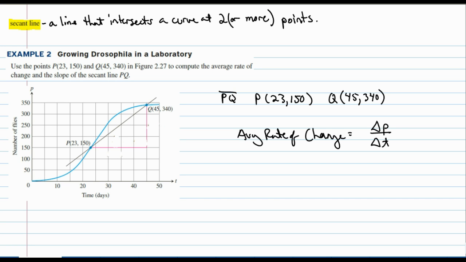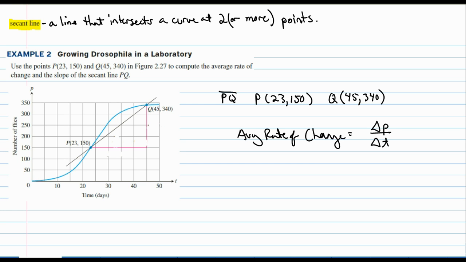Growing Drosophila in a laboratory. Was that right? Okay. Use the points P, which is (23, 150), and Q, which is (45, 340), in this figure to compute the average rate of change and the slope of the secant line PQ. Well, we know that they are the same. Now we just get a unit to label them with at the end.